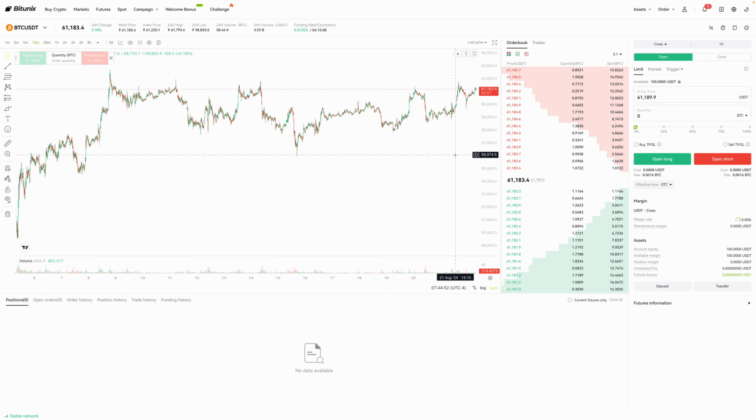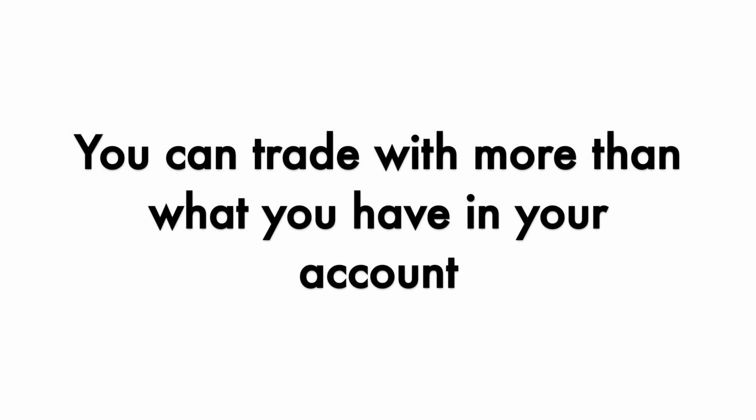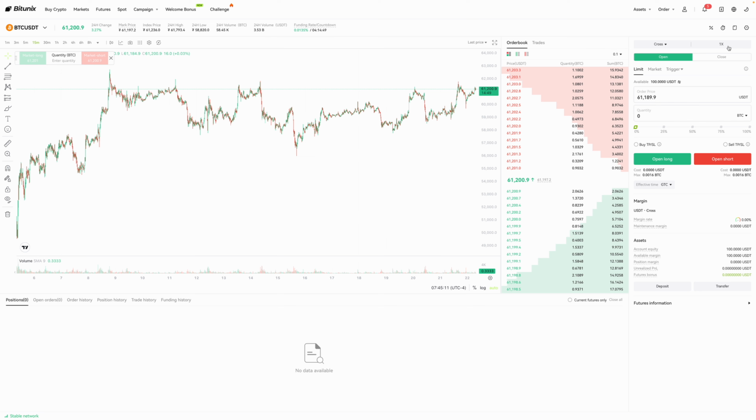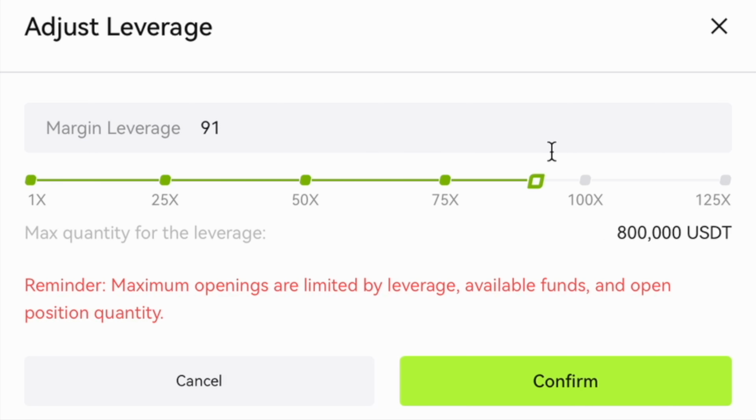Now the third thing to keep in mind is the leverage amount. When trading futures, you can leverage the amount of money that you're playing with, in other words, borrowing money to trade with. This doesn't mean that you actually own that money though. It just means that you can trade with more than what you have. Over here, if you look where it says 1x, and if you click on it, a slider will appear and it'll allow you to adjust your leverage or the amount you'd like to borrow to trade with.